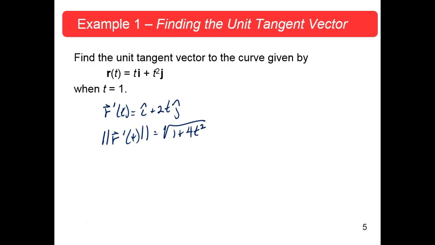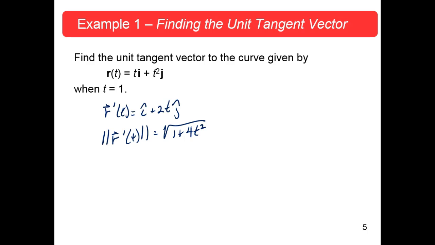R of t is equal to ti plus t squared j. Now, this does not have to be a displacement vector. We're used to seeing that in physics as a displacement vector. It can be any kind of vector. T doesn't have to represent time. It could represent anything. And how r is changing with t, and we want the tangent vector, unit tangent vector.